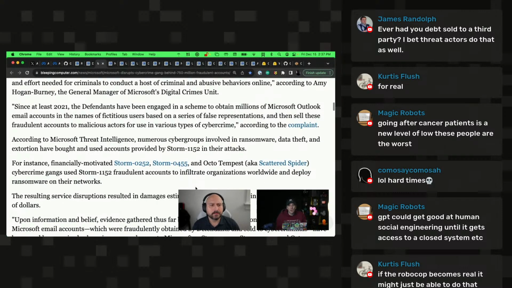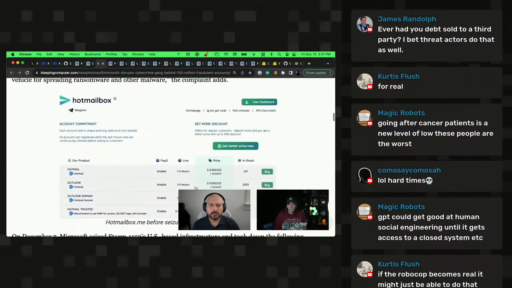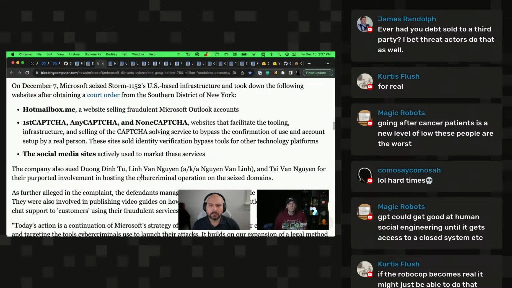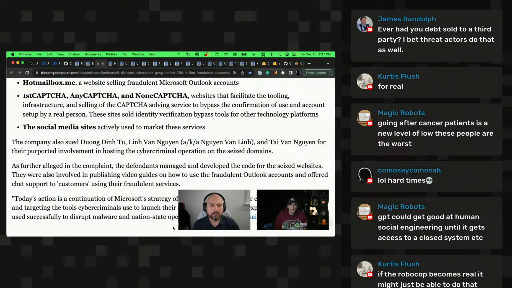Right. So we saw a couple different actions taken against facilitators of cybercrime this week. This was one of them, going after the people who are facilitating the creation of these fake accounts. But we also see in a later article going after the assets from the kinds of cyber criminals that are using these accounts in the first place.